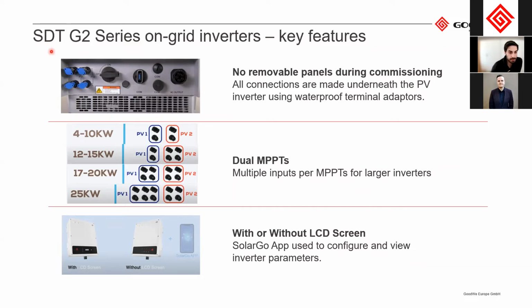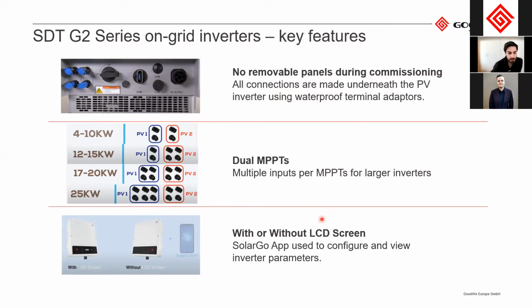And even if this one has a dual MPPT, it has a different amount of input strings depending on the size. So here you can see a bit of a table. Up to 10 kilowatt, it has 2 inputs, so 1 input per MPPT, and then it increases up to 25 kilowatt, where it has 3 inputs for the first MPPT and 2 inputs for the second one.